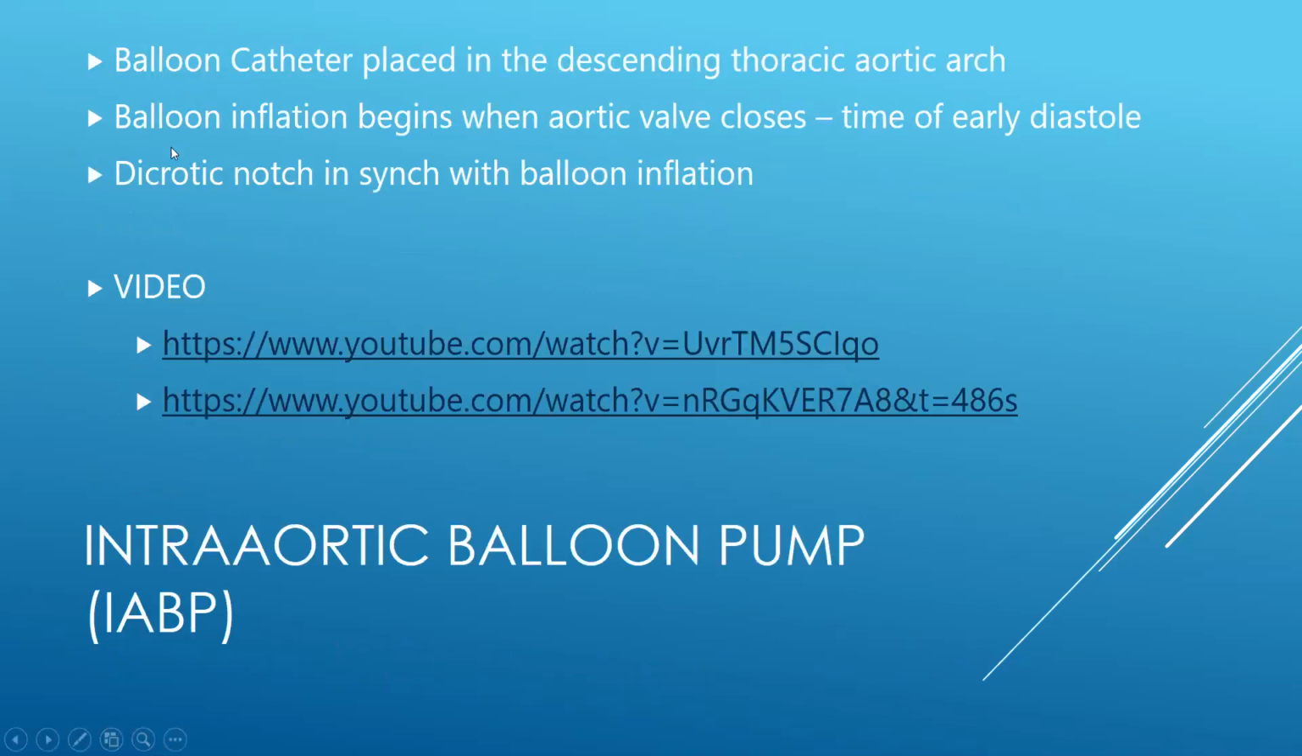Here they are. So balloon catheters placed in the descending thoracic arch. The balloon inflation begins with the aortic valves closed. Time of early diastole. The dicrotic notch you will see in the videos just looks like the arterial lines that you'll see in the Mitchell Community College critical care as we run the A lines. So very important for you to watch. They will help you, I promise, understand what this intra-aortic balloon pump looks like and how it functions.